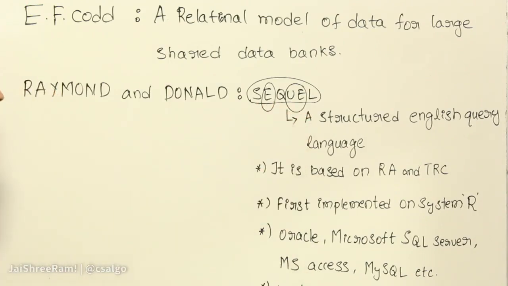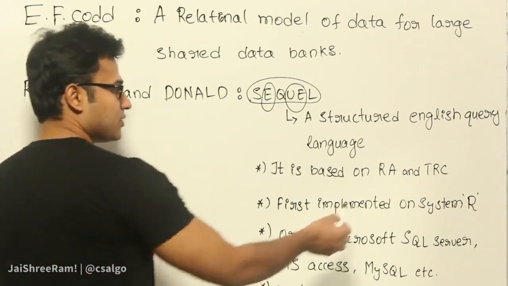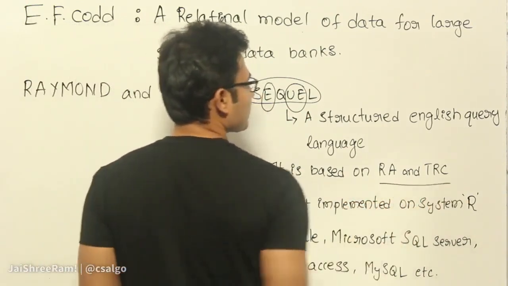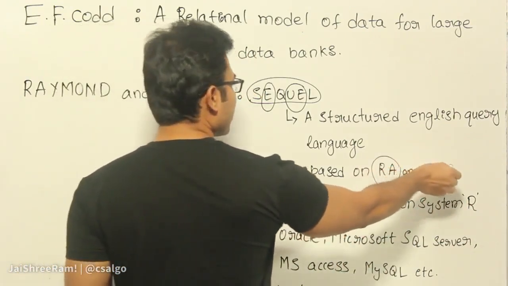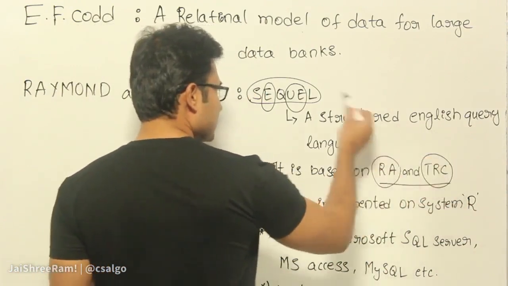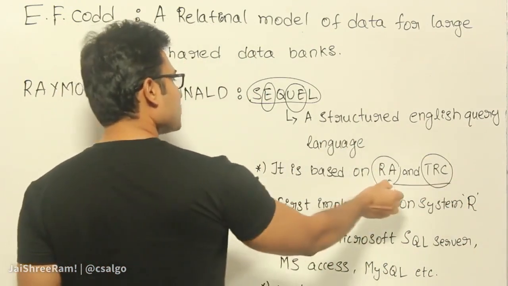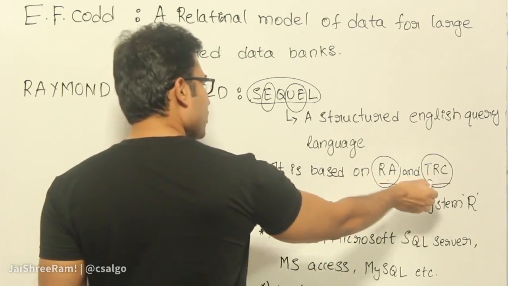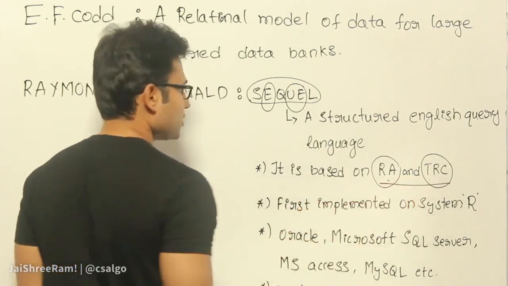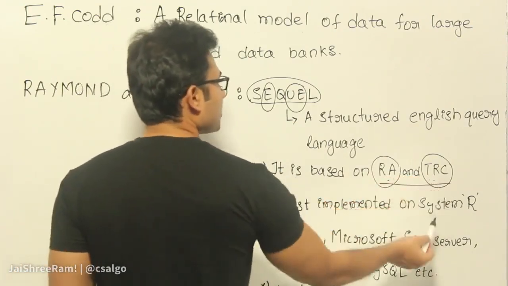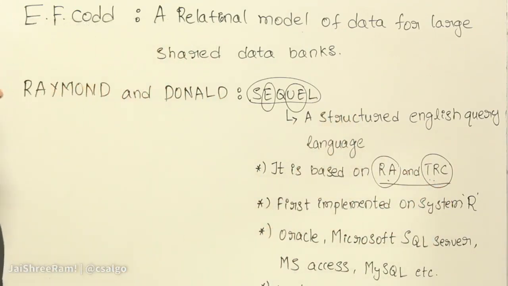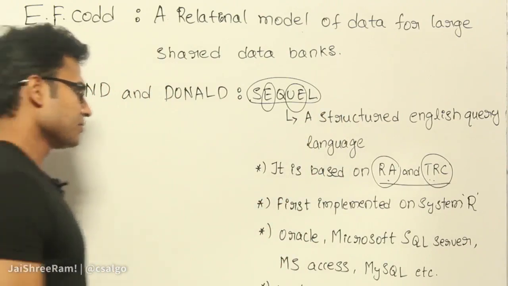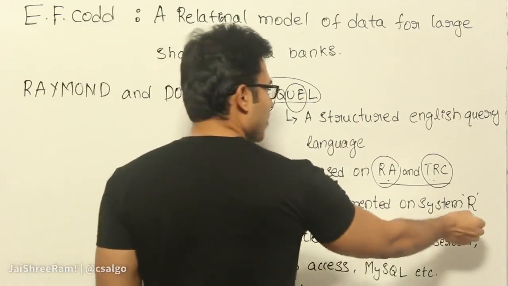Now the features of SQL: it is based on relational algebra and tuple relational calculus. We have already seen what relational algebra is and what tuple relational calculus is. So this is an implementation based on these two, which means we take some of the features from relational algebra and most of the features from tuple relational calculus, and we implement it in SQL, right? And for the first time it was implemented on System R by IBM.